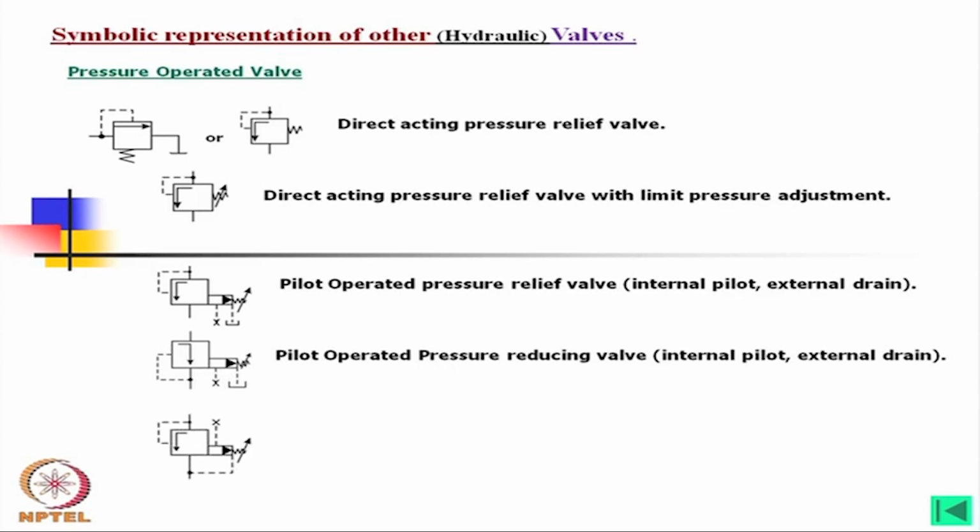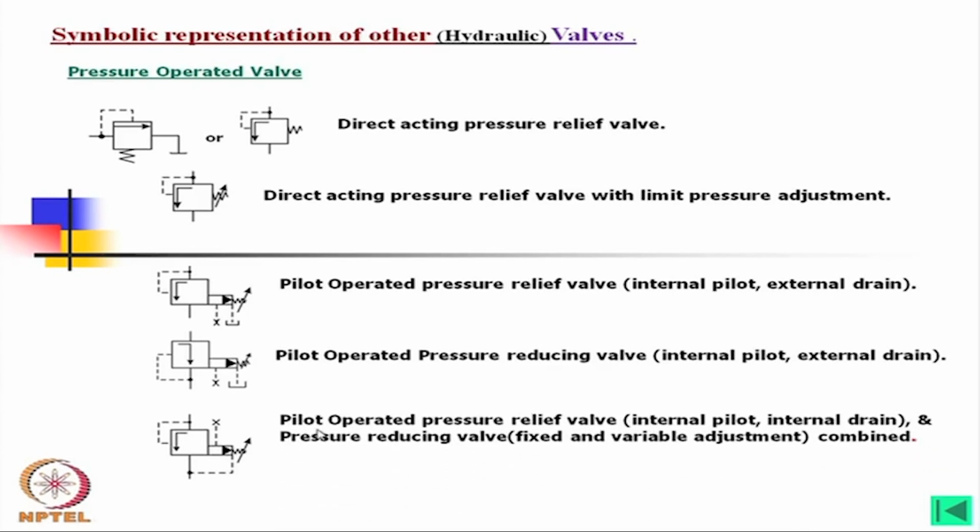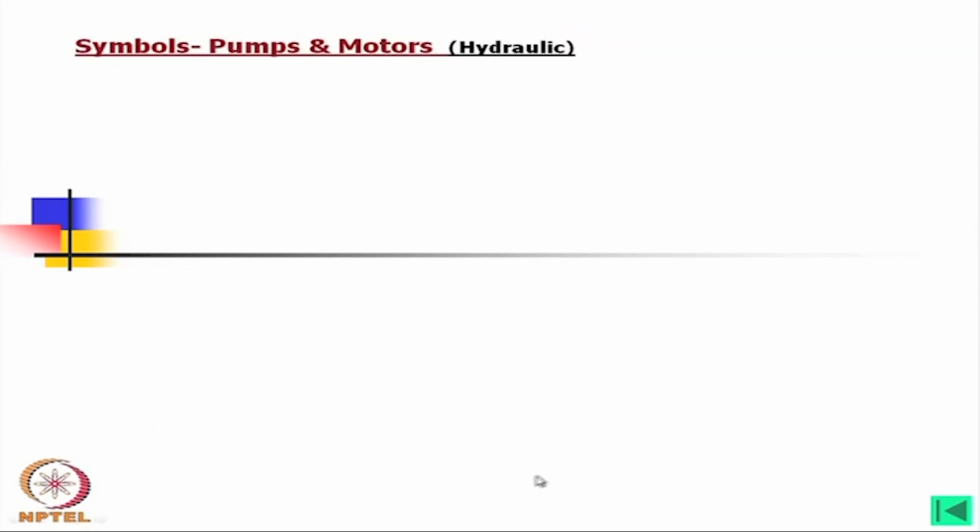Now, looking into this valve, what might be the possible name of this one? This is a pilot operated pressure relief valve, internal pilot, internal drain in this case, and pressure reducing valve as well, fixed and variable adjustment. These are combined valves. There is a valve where we can regulate the pressure, we can reduce the pressure, and it can be used as a relief valve as well as a pressure reducing valve. Now, symbols for pumps and motors.